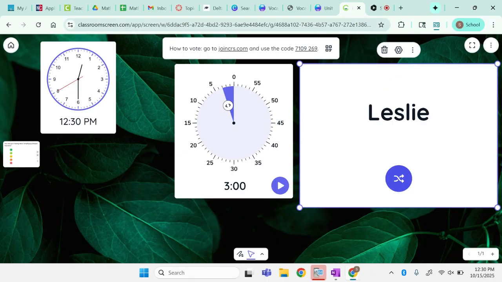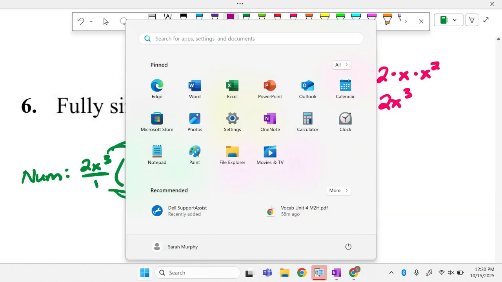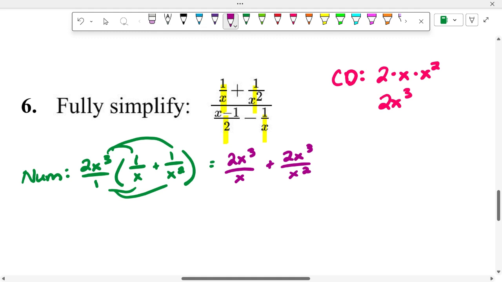So now let's go with Alexis. How would I simplify the first fraction, the 2x cubed over x? Right, so the x goes away. We can take out 1x from both the top and the bottom. So if we take 1x from the x cubed, what does that leave me with, Alexis?